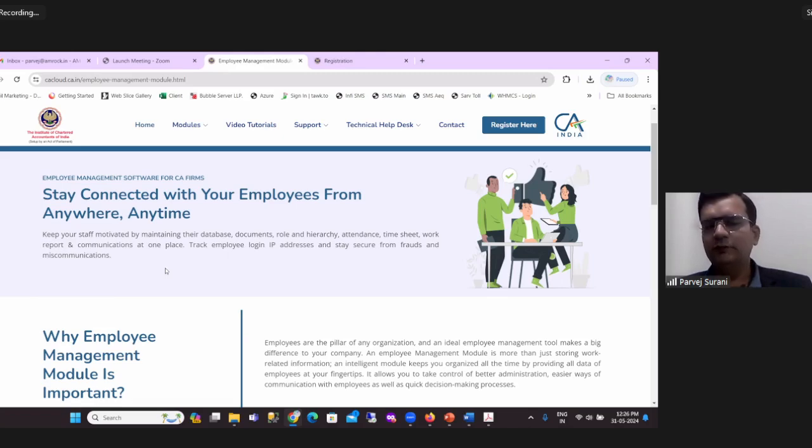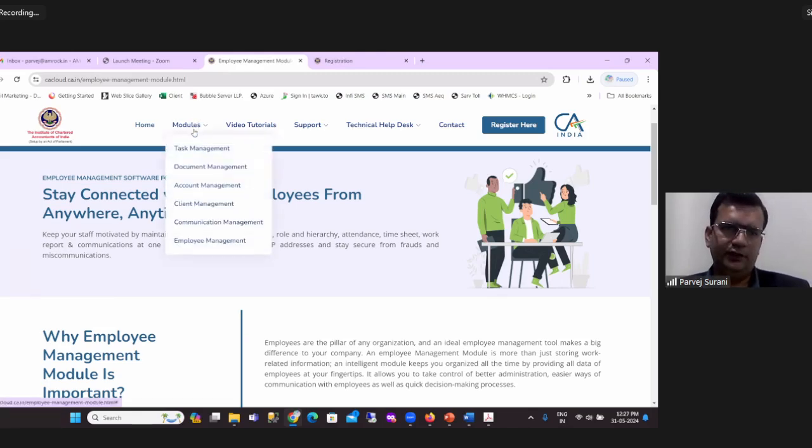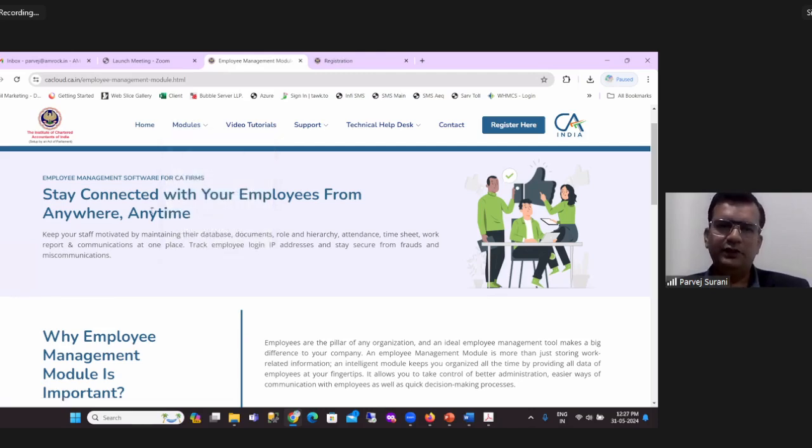So at one place, you can get your employees' timesheet, attendance, and work report, and you can manage the database and their documents at one place. You can also track the login IP address of your employees, and you can stay secure from frauds and miscommunications through the practice management software. So these are all the modules available in the practice management software.